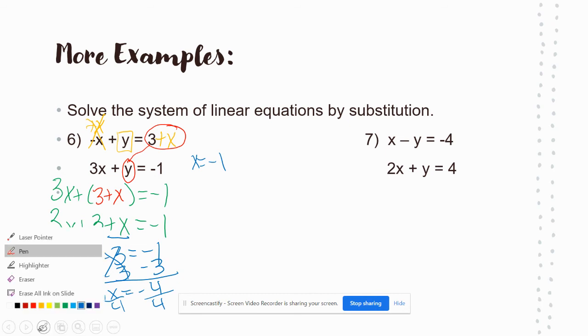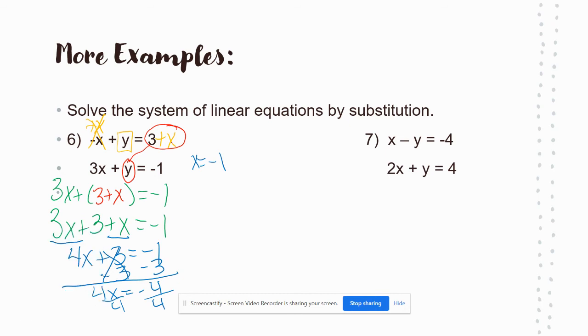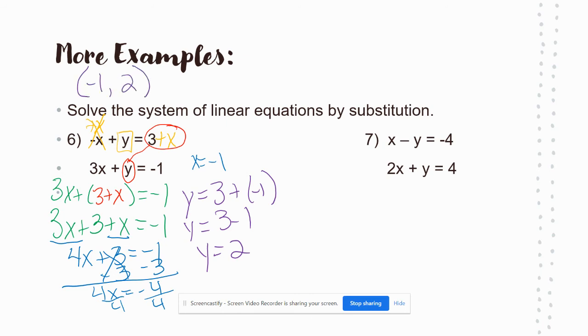Take that negative 1 and plug it in for x in either the top equation or the bottom equation. I like to go with the one where we got the variable alone because it's just straight math. So I'm plugging in the negative 1 for the x in there. That ends up to be 3 minus 1, which is 2. So this solution is negative 1, 2.